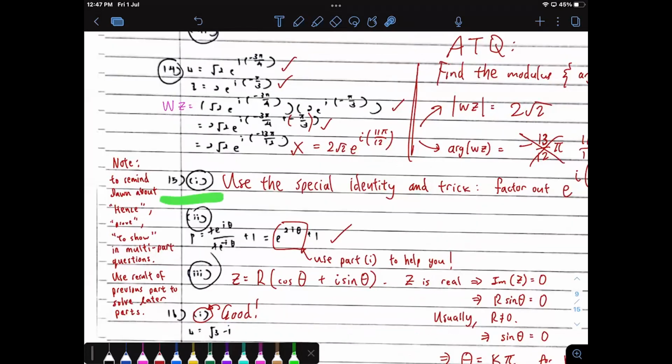Sorry. What's the date today? It's 1st July, 220701. Then we'll continue next week.